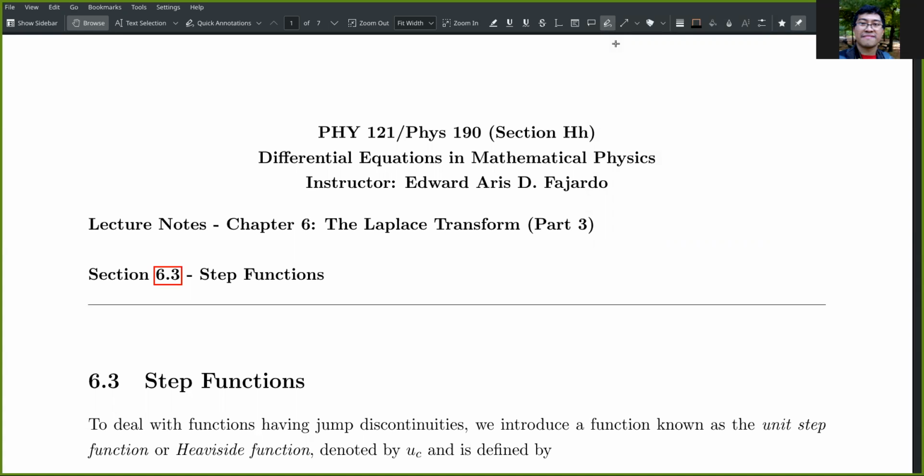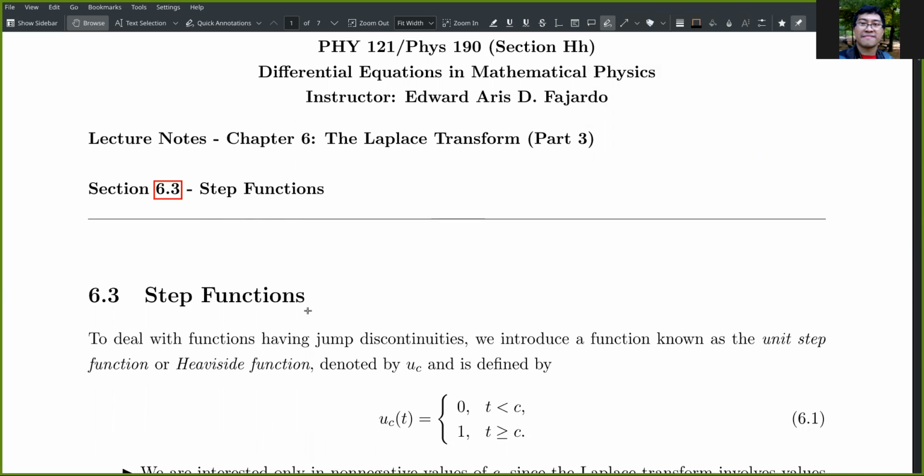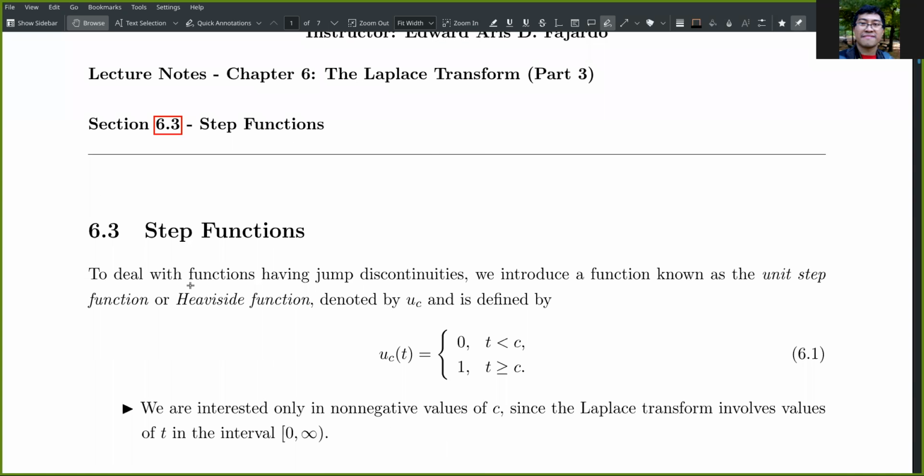Our topic for today is step functions. We will use it to deal with functions having jump discontinuities.